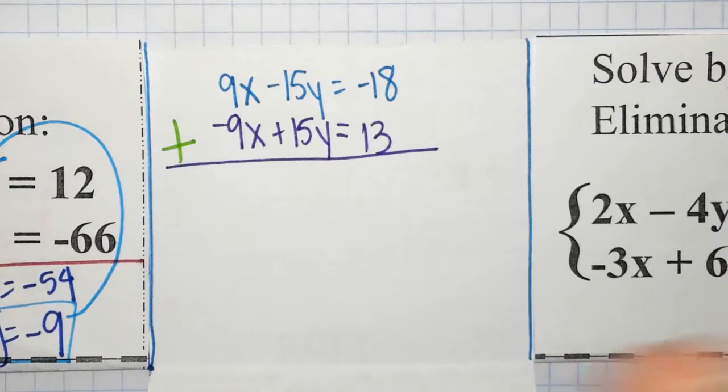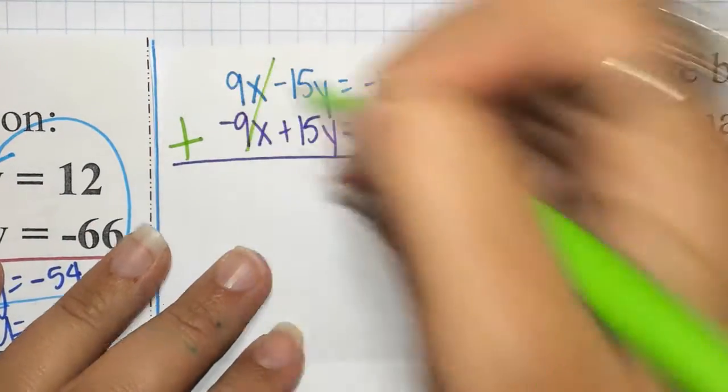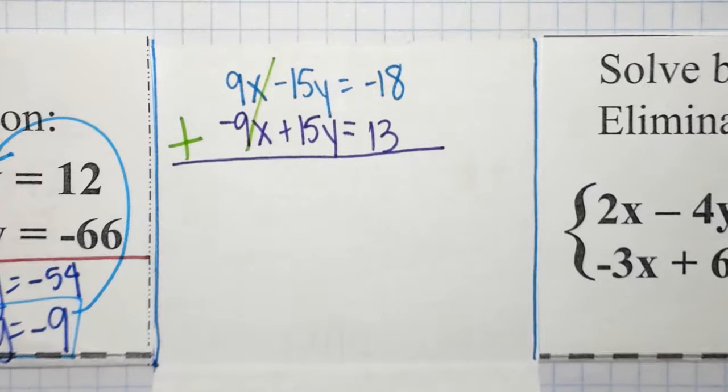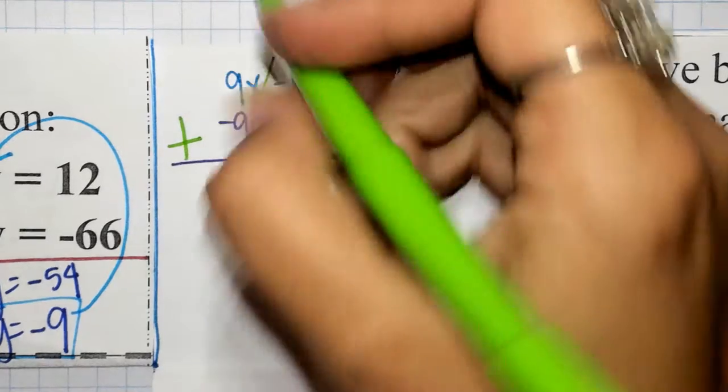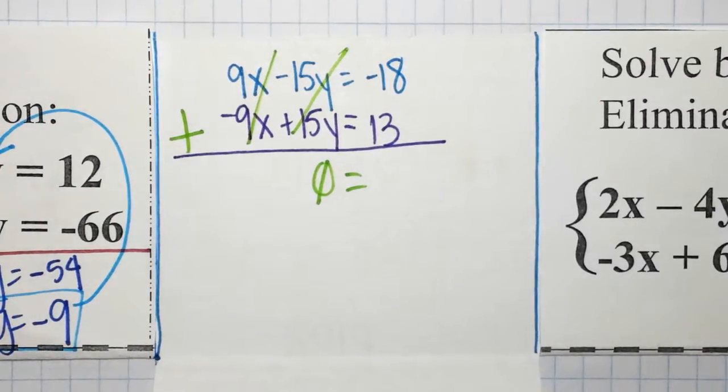Now, what do you think is going to happen in this problem? Are we still going to cross out the 9? The x's cancel out. 15 minus 15. Why do the y's also cancel? It's zero. Same coefficient, but opposite signs, you get zero. Yep, and you get 0. Good. And you got negative 18 plus 13.